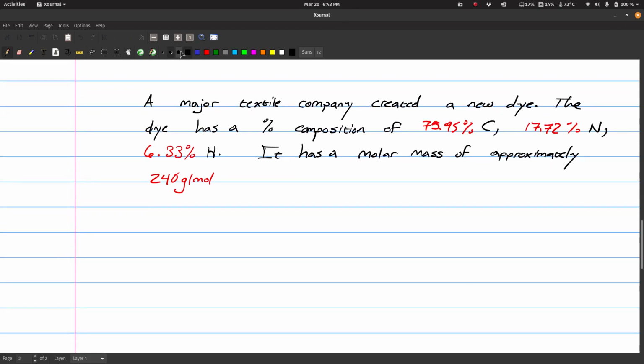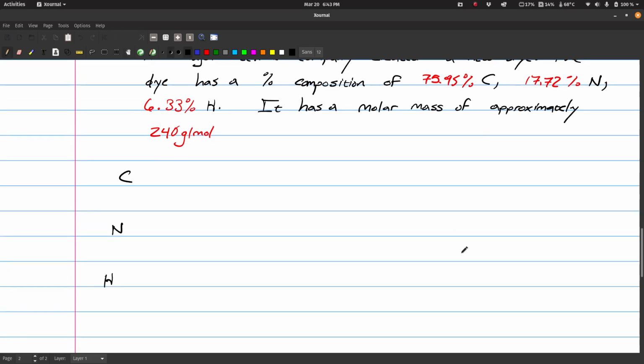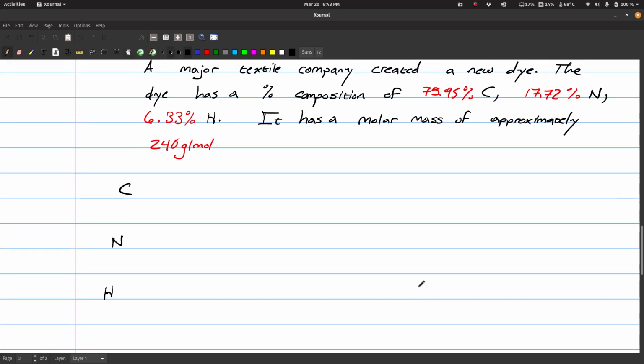So we're going to just pretend that we're going to convert all these to grams because it's out of 100%. So we have, I'm going to label everything, carbon, nitrogen, hydrogen. So if you remember, we're going to need to find a ratio. That's the percent comp, or the mass, divided by the molar mass of the element. So we have to find a ratio because we have to find the empirical formula first. We don't even have that.